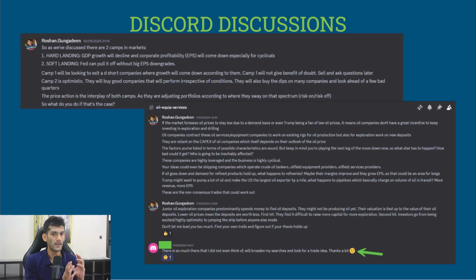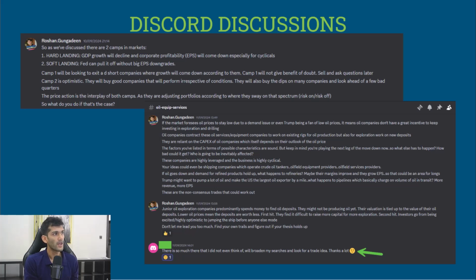And if you look at the price action, you'll see that it's an interplay between these two camps. So basically, the hard landing camp should be looking at taking profits on cyclical companies and even shorting such companies where they think growth will come down eventually. This camp will not give the benefit of the doubt. They'll sell and then ask questions later.